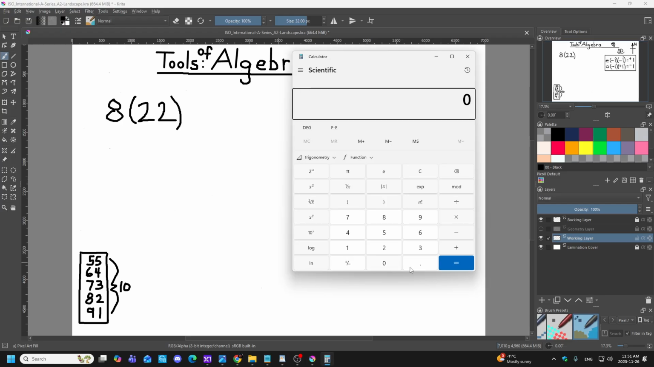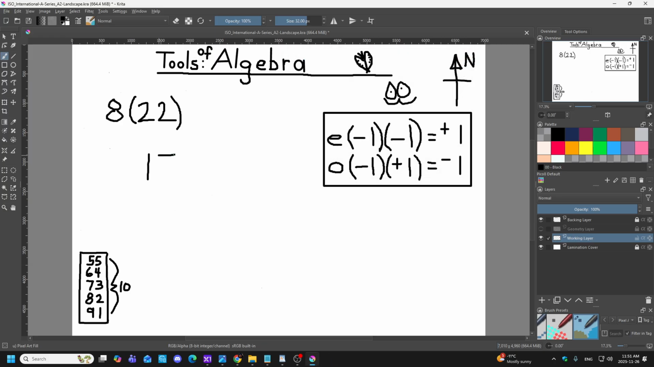Just to save some time, 22 times 8, 176. Again, both of them are positive. We're going to end up with a positive answer, right? Again, we don't need to write positive because we know it is positive.